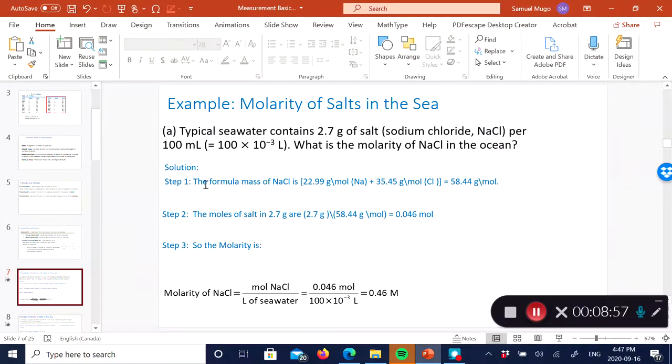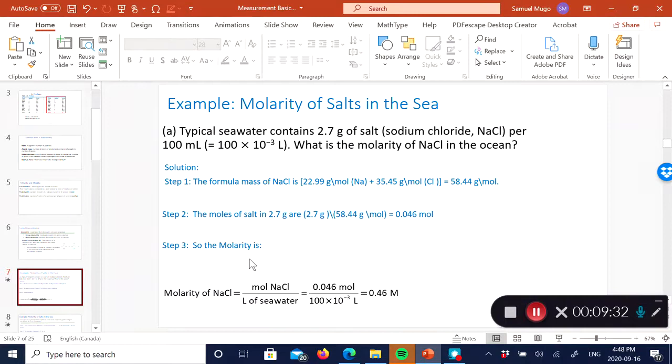You just need to get the formula mass, which comes from the component species that are present. The atomic weight or mass of sodium is 23. The atomic weight of chloride is 35.45. And you combine them to get the molar mass, which is 58.44. Now, the number of moles, we all know, is the grams of the solute divided by the molar mass. And so the number of moles is calculated there.